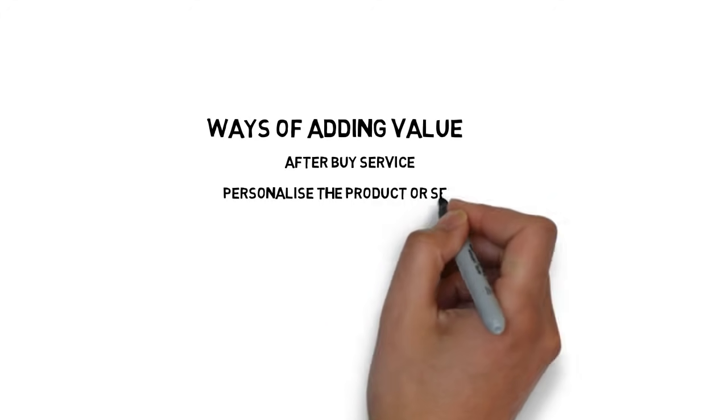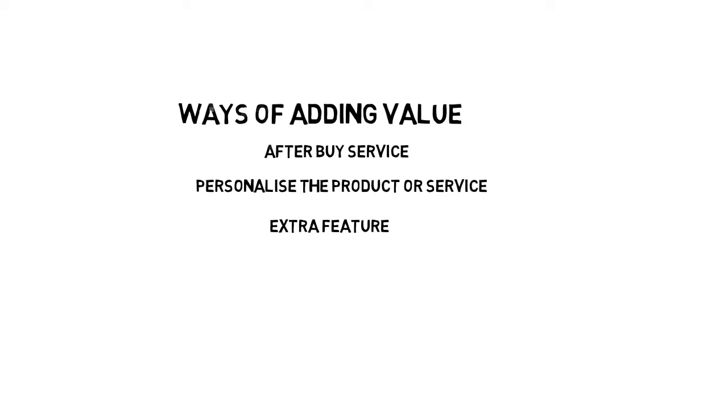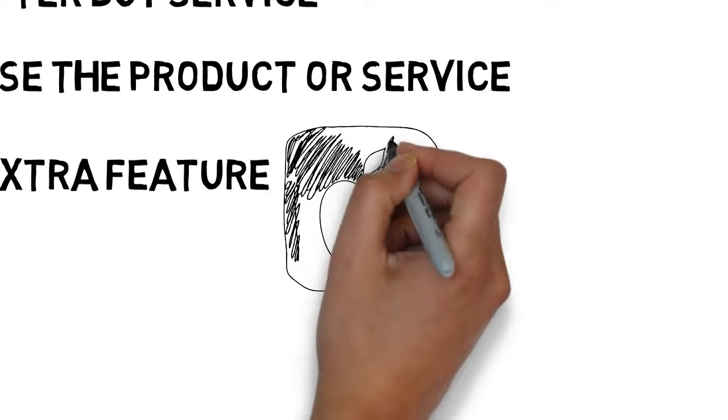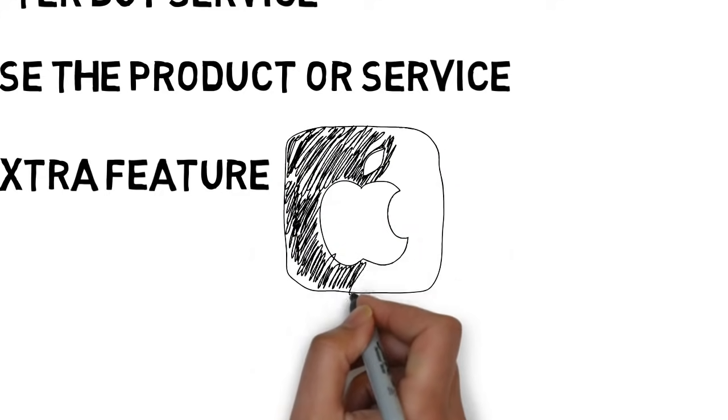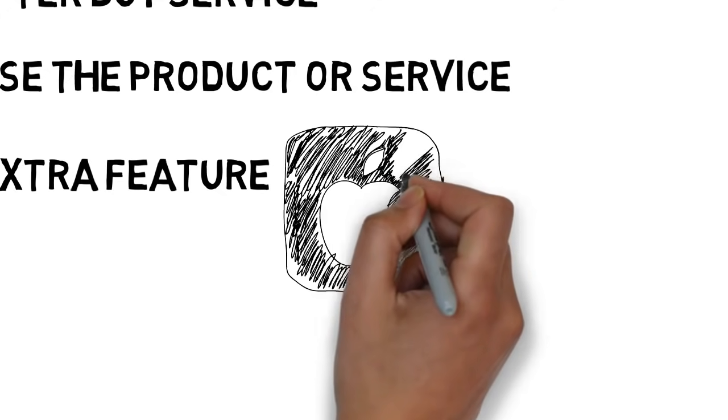Personalize the product or service. Some businesses will offer the option to personalize their product so that it suits you best. Extra features. Some businesses will offer extra features, such as Apple, for example. They have iPhones that come in 16 GB, 32 GB, 64 GB, and different colors, red, blue, gold, what have you. But each has a different price tag, so each feature will cost you more.